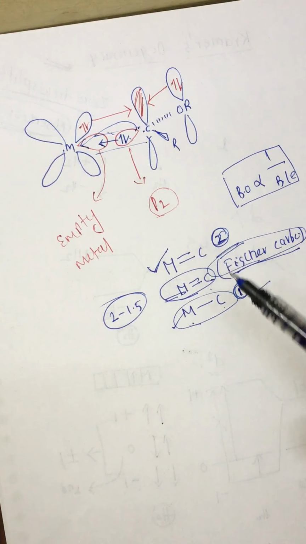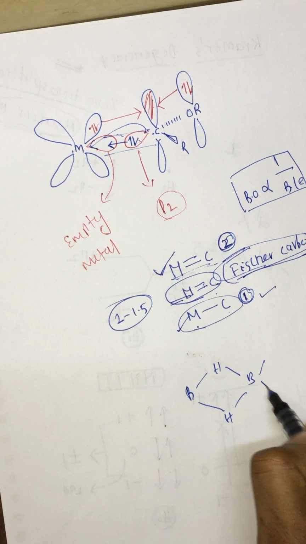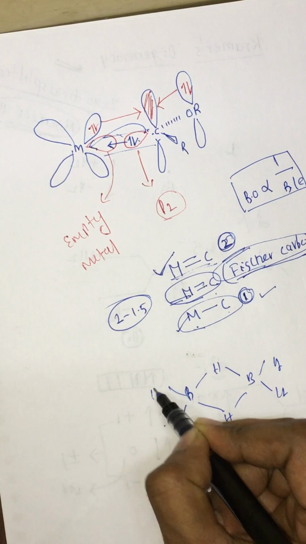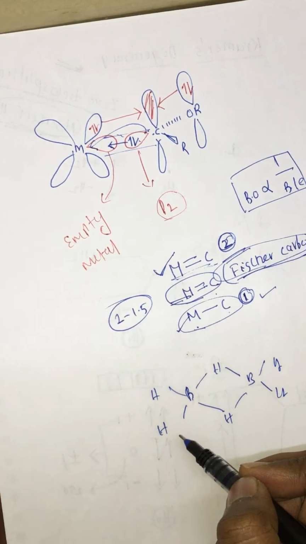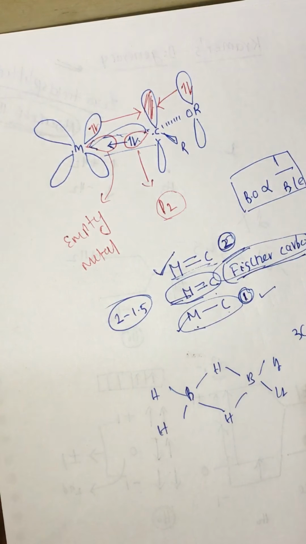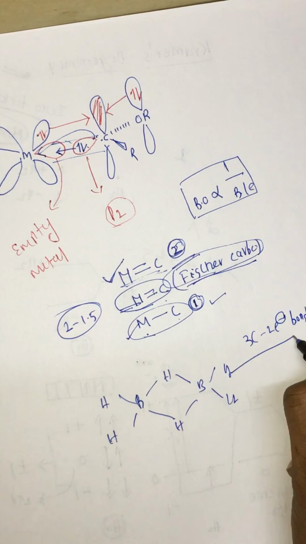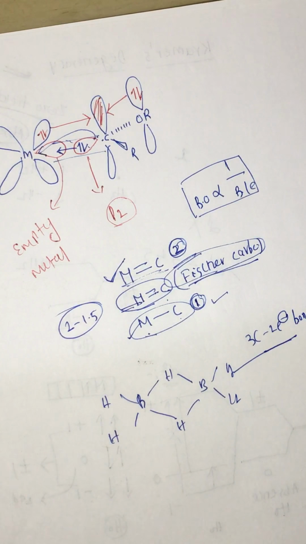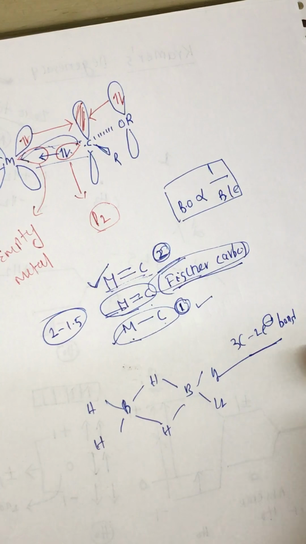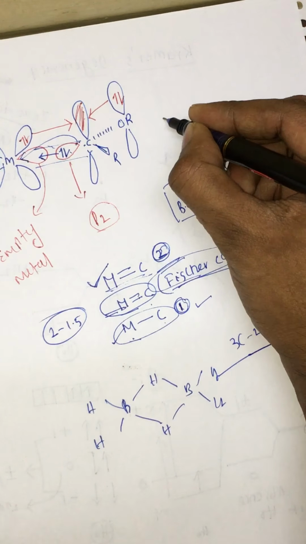And in the case of diborane, we take diborane. Here we have a 3-centered bond. This is the structure of diborane. So here we have a 3-centered 2 electronic bond, right? In the case of Fischer carbene, we have a 3-centered 4 electronic bond.